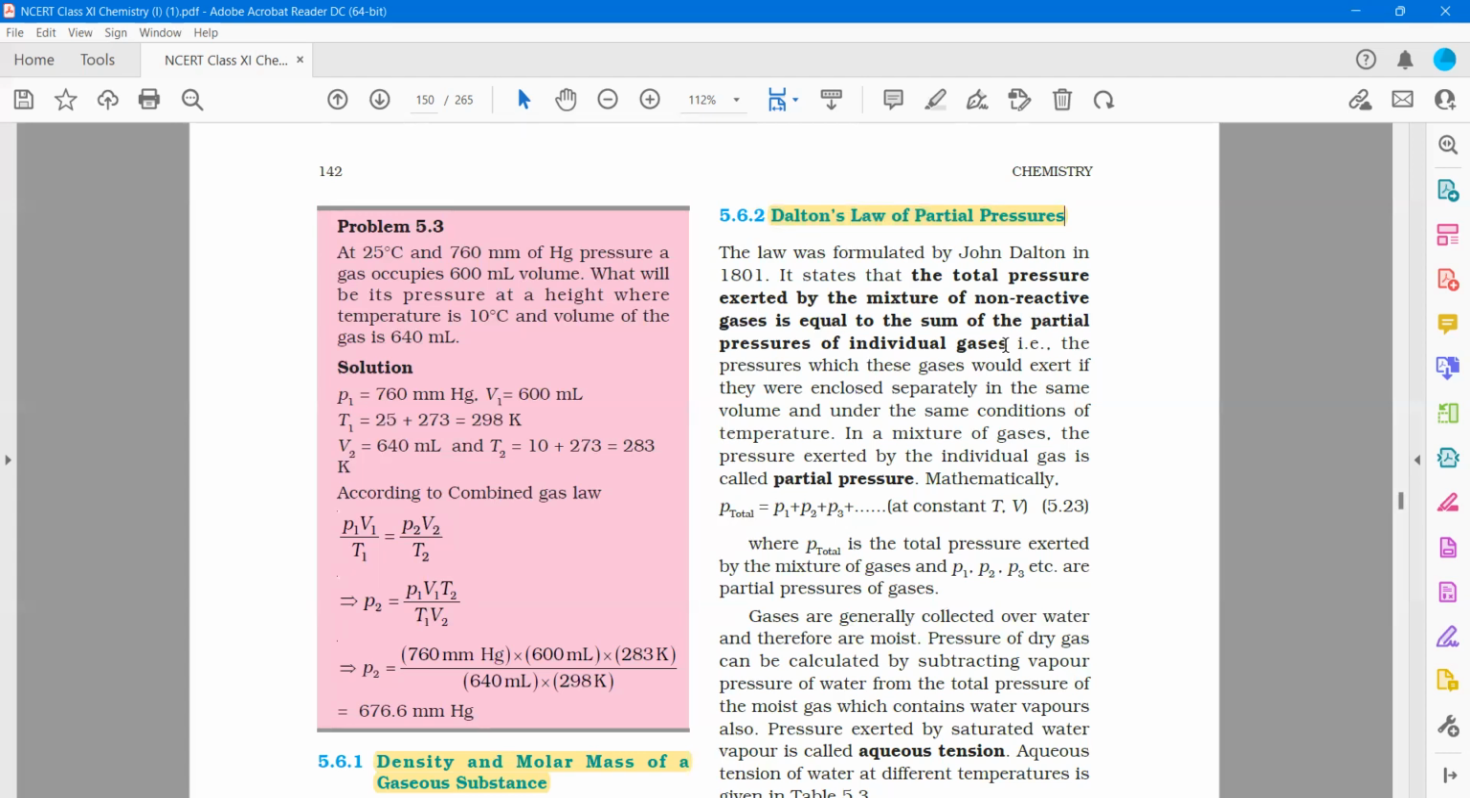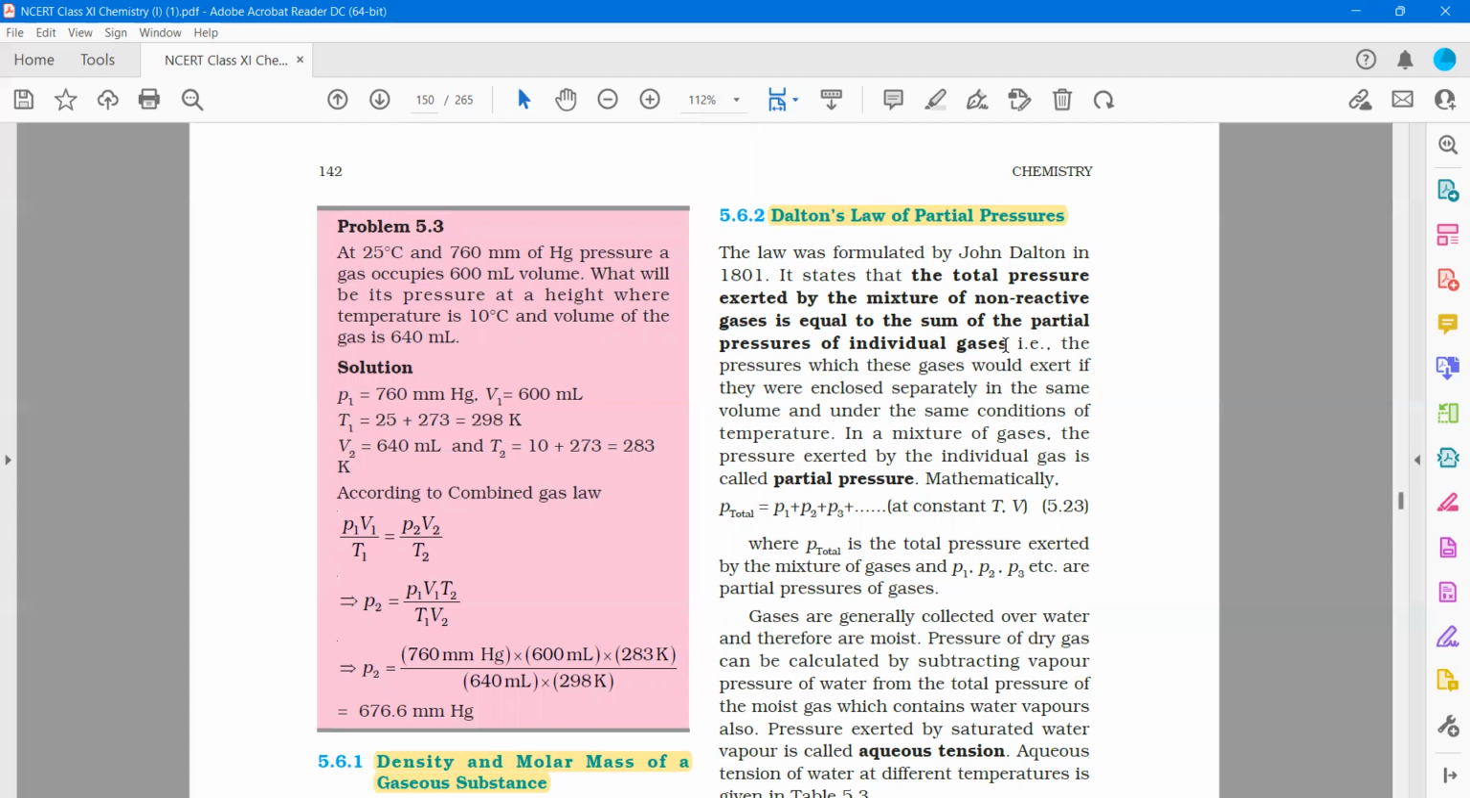That is the pressure with which these gases would exert if they were enclosed separately in the same volume and under the same conditions of temperature. In a mixture of gases, the pressure exerted by the individual gas is called the partial pressure. So P total will be equal to the partial pressure of 1, partial pressure of 2, partial pressure of 3, where P total is the total pressure exerted by the mixture of gases, and P1, P2, and P3 are the partial pressures of the gases.